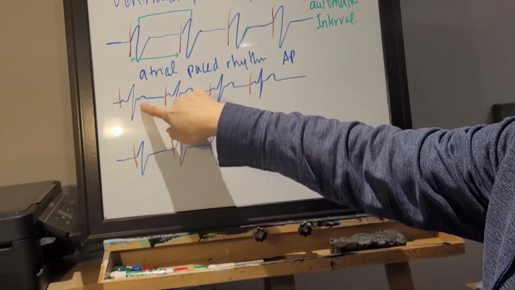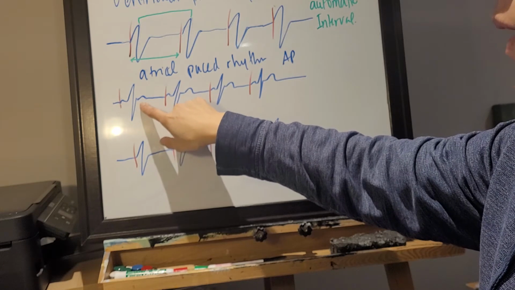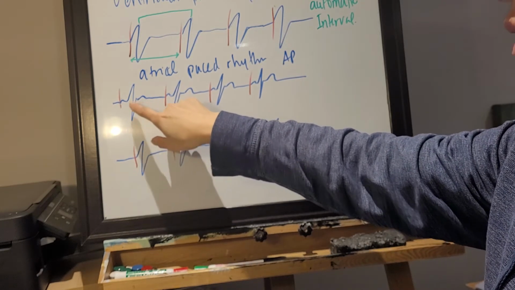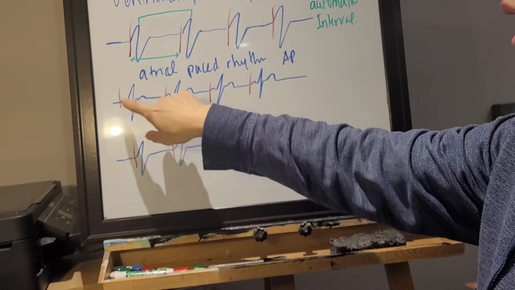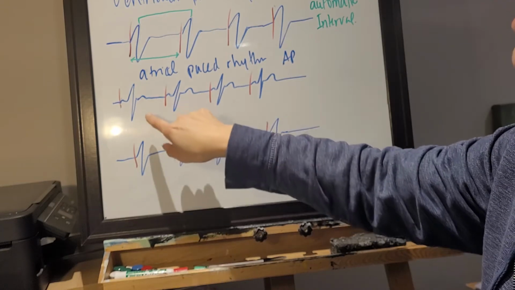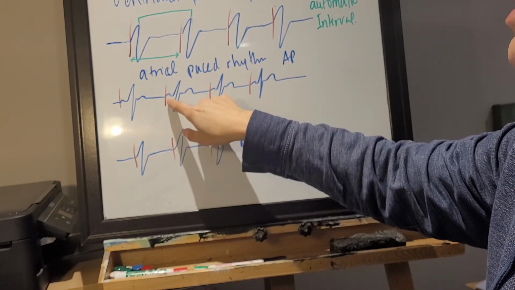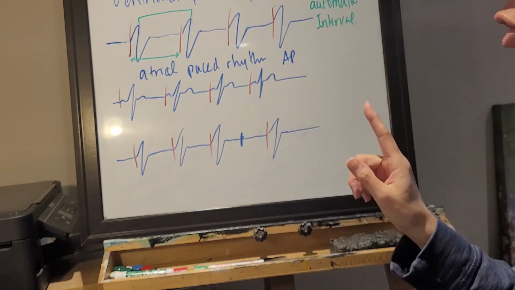In this situation, I haven't purposely drawn that to be wide. It's just because I don't have graph paper and I'm not drawing properly. So we'll say a normal narrow complex, because we'll assume atrioventricular conduction is intact, and then your T wave. And again, you'll have a spike, capture, spike, capture, spike, capture in the atrium.